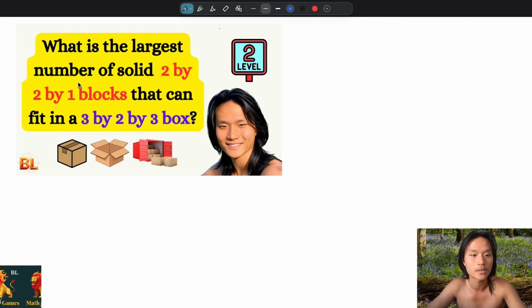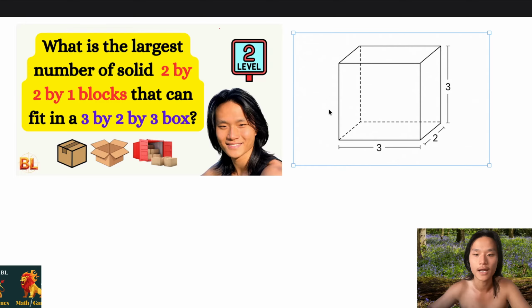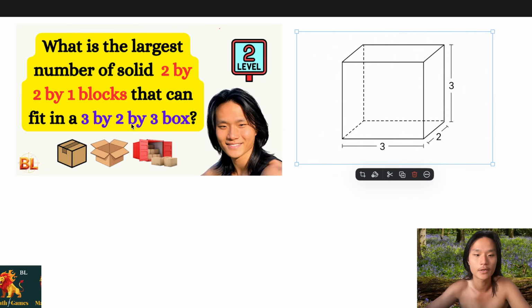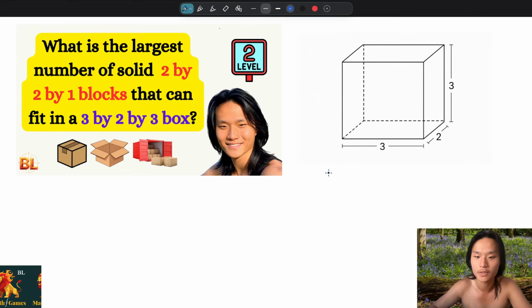What is the larger number of solid 2 by 2 by 1 blocks that can fit in a 3 by 2 by 3 box? So this is a geometry puzzle and we're going to use this diagram to help us solve this problem. So I'm going to drag it here. This is the 3 by 2 by 3 box. And let's find the volume of this box first, okay?